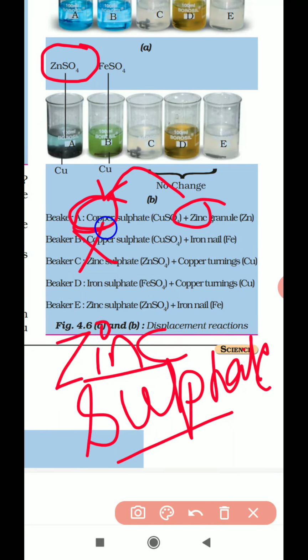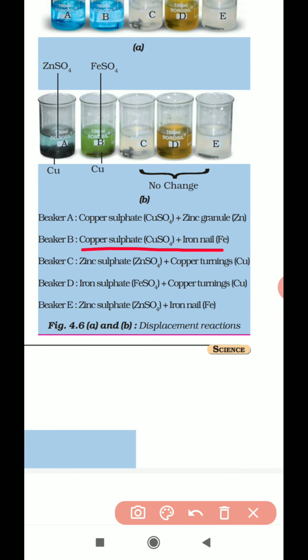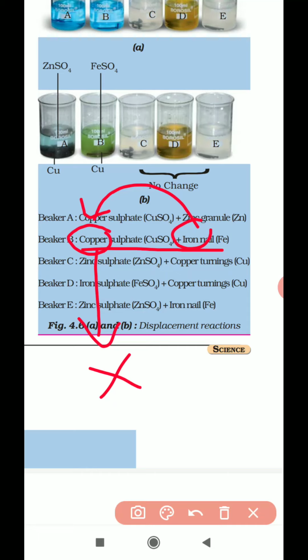So when copper is removed and zinc metal is added, when one element or one metal is displacing another element in another compound, that is called a displacement reaction. Have a look at beaker B again. In this copper sulfate solution, if copper is removed and iron metal is displaced in place of copper, what is the product?